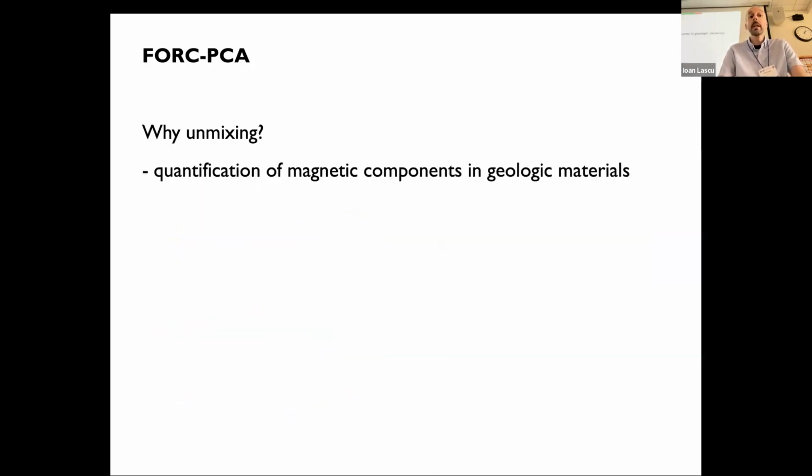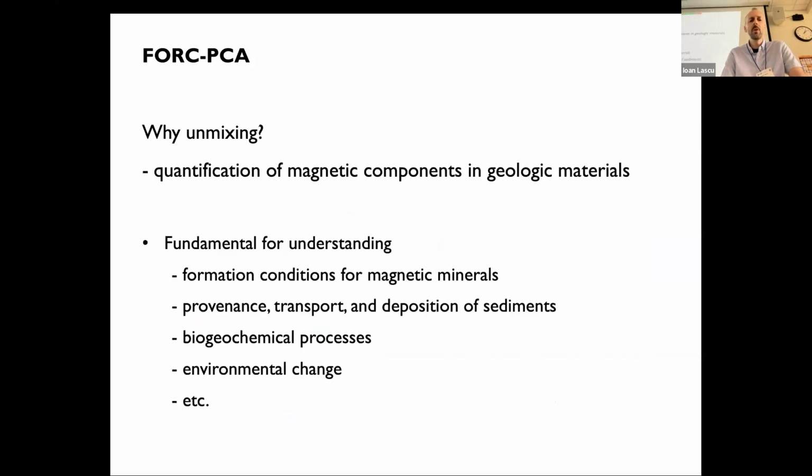So why do we want to unmix? Because we're interested, of course, in quantification of magnetic components in geologic materials. And this is important for a lot of reasons. I'm just listing a few here. You want to understand how different magnetic minerals form, or you want to study sedimentology of some formations, biogeochemical processes in the grand scheme of environmental change. So a lot of these applications are used in environmental magnetism, but not only.